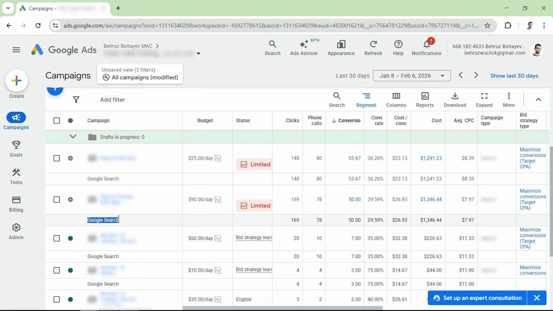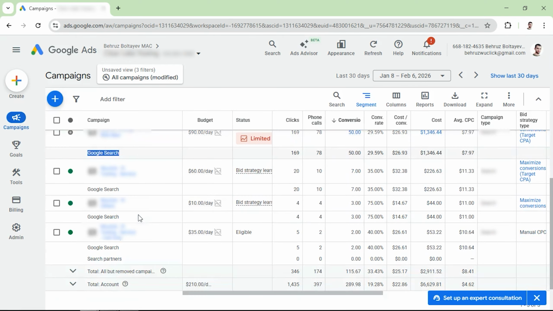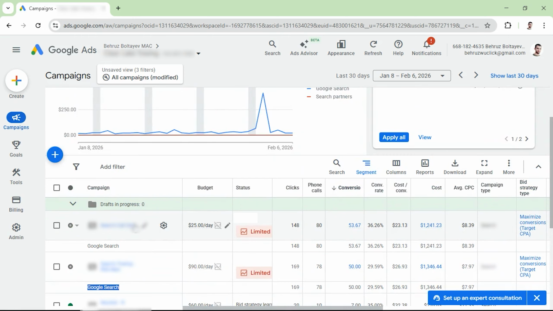So that's one way. Before starting to run ads in other networks, make sure that your Google search network is working really, really well, and then you can start using other networks such as cross network, which certain types of campaigns or ads can use. But for now, you should start running your ads with Google search and make sure that you're running ads in this network.